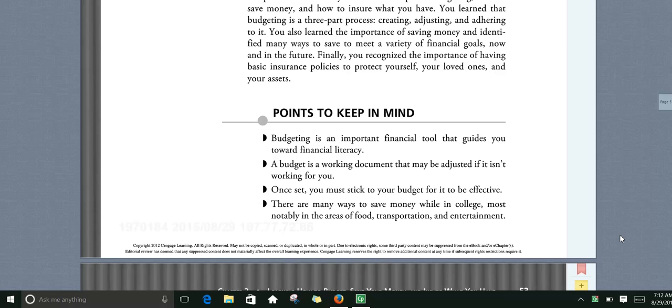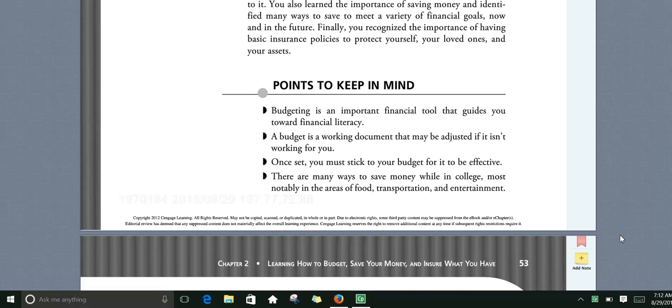And this is the end of this chapter. Some things to keep in mind. Budgeting is an important financial tool. A budget is a working document that should be adjusted. You should be sticking to your budget for it to be effective.